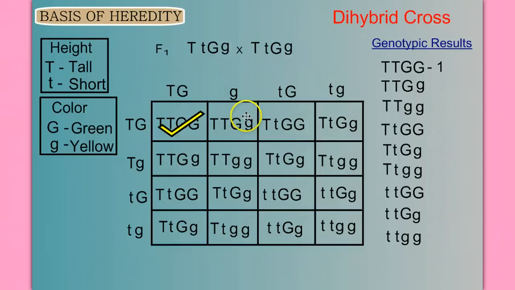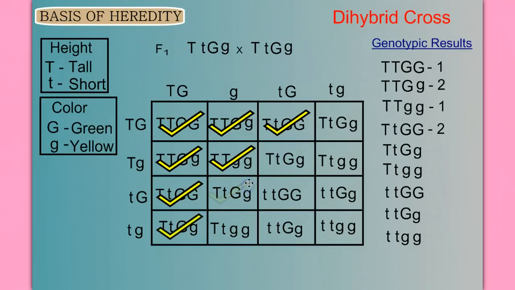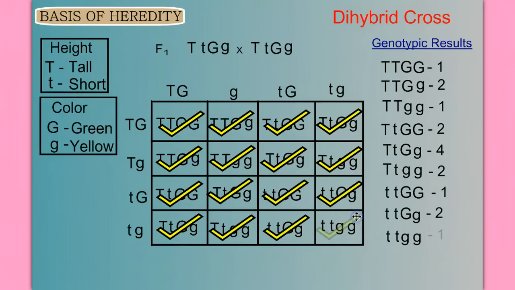We have one of these, and two of these, and one of these, and two of these, and four of these, and two of these, and one of these, and two of these, and finally one of these. So our genotypic ratio is 1 to 2 to 1 to 2 to 4 to 2 to 1 to 2 to 1.